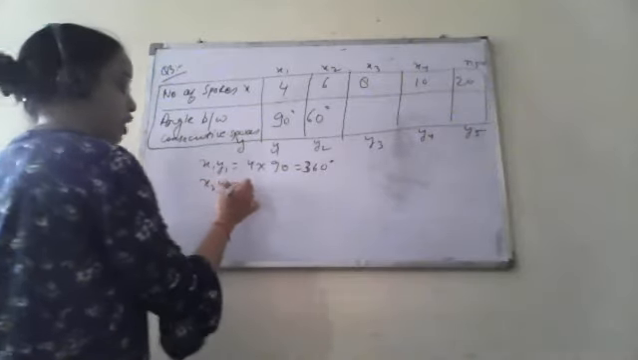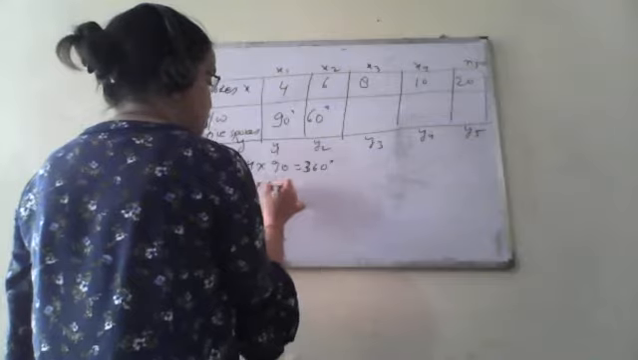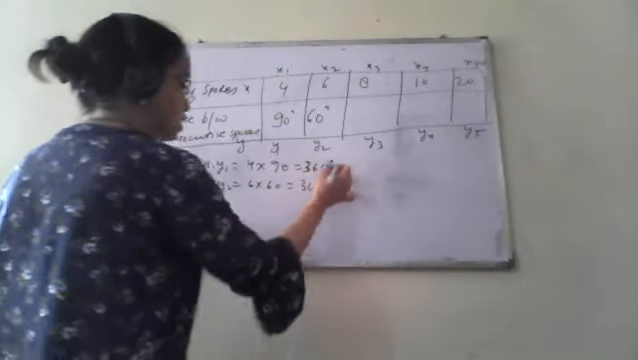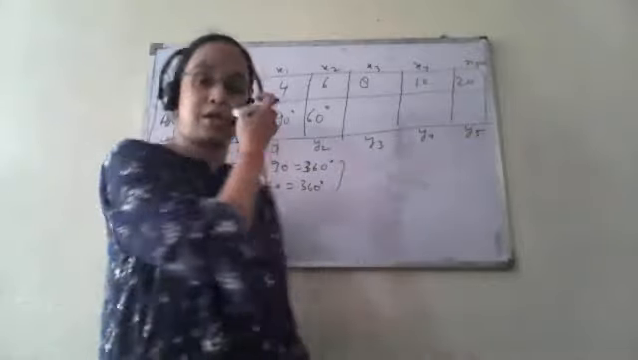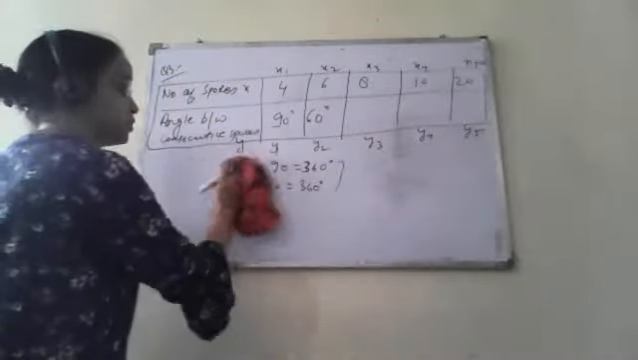Now x2 y2 is 6 into 60. This is again 360 degree. So the value of x1 y1 equals x2 y2. That means these are in inverse variation. Now we have to calculate the rest of the things.